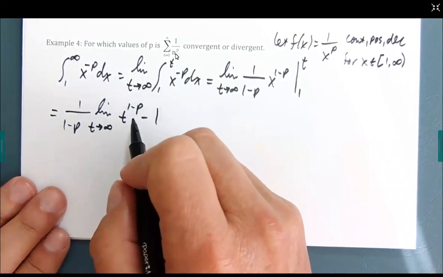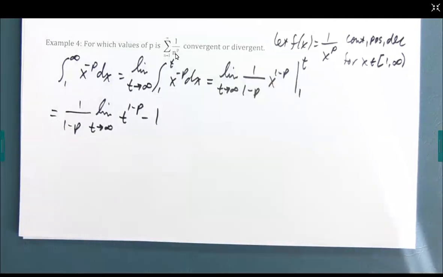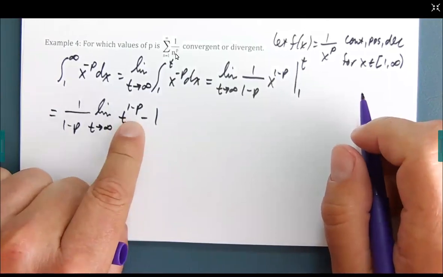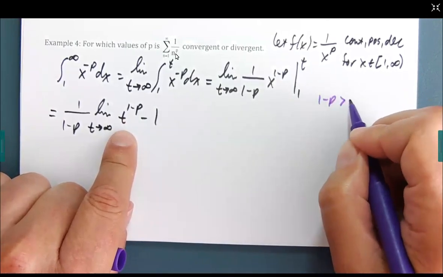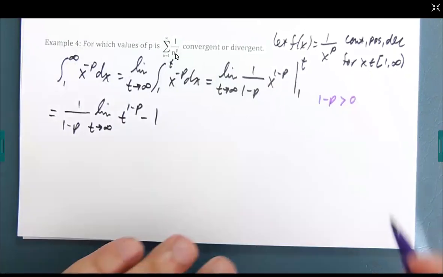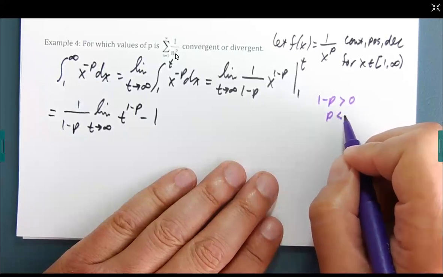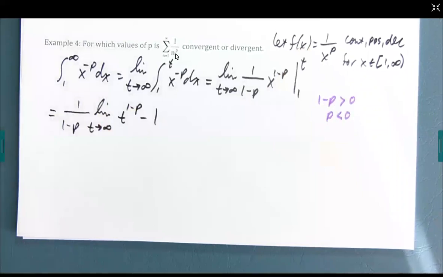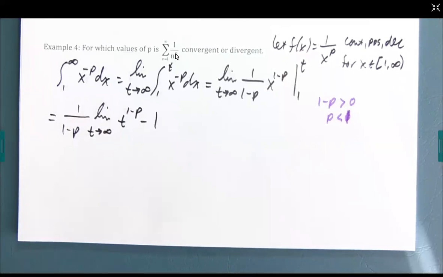Now, I want to point out, let's formally do this. As long as that exponent is negative, that's going to converge. If that exponent is positive, as t goes to infinity, that's going to go to infinity. So 1 minus p has to be negative. And this means that p has to be greater than 1. Subtract the 1, divide by negative 1. Remember, it switches the direction. And 1, not 0. That's the big deal. p has to be greater than 1.